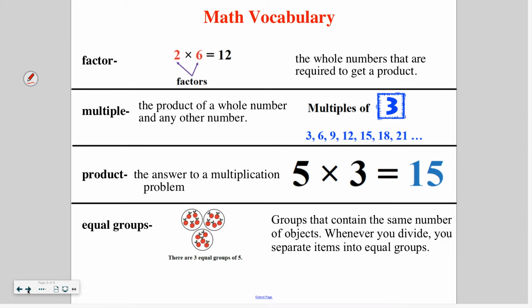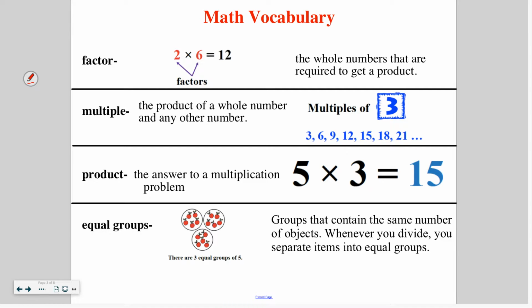I know we haven't seen this vocabulary in a while, so we're just going to review it to refresh our memory. The factors are the numbers that you multiply to get an answer in a multiplication equation. The multiple is the product of a whole number and any other number. So usually we focus on one specific number and all the answers you get by multiplying that number by different numbers. For example, the multiples of 3 are 3, 6, 9, 12, and so on.